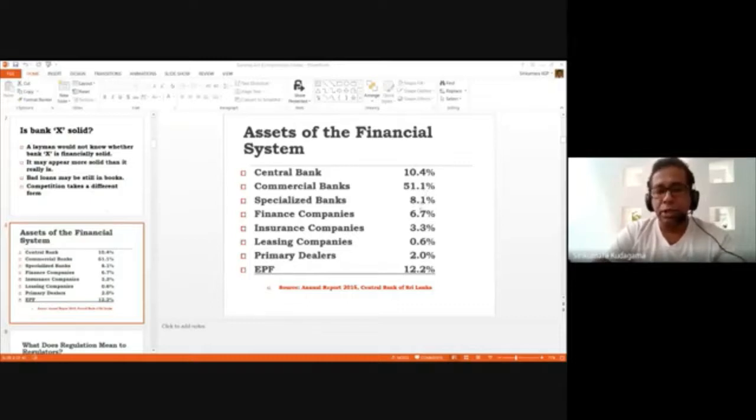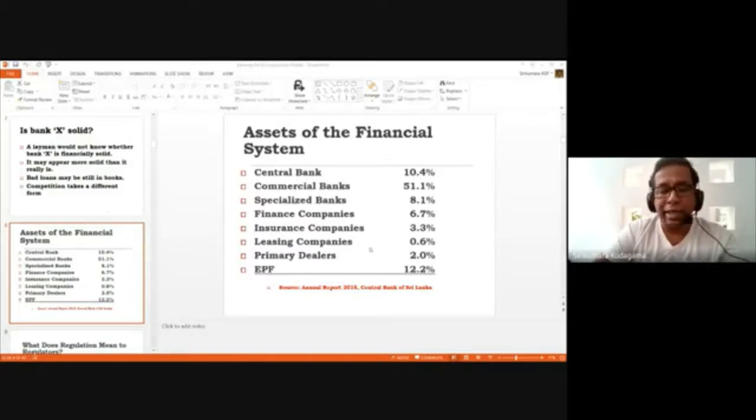Specialized banks this much. Finance companies, insurance, leasing, primary dealers, and EPF. You'll see that the components given in this slide, other than insurance companies, everything else are either the central bank or the entities regulated by the central bank or certain departments of the central bank. First one is central bank. Commercial banks are regulated by central bank. Specialized banks are regulated by central bank. Finance companies, leasing companies, and primary dealers again are regulated by central bank. EPF is a department of the central bank.